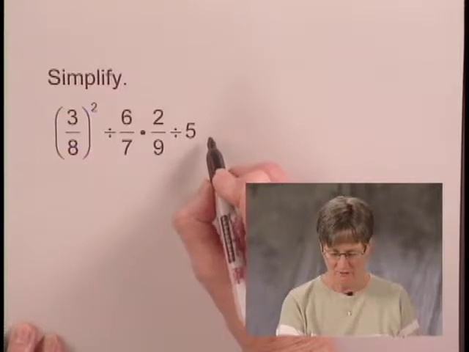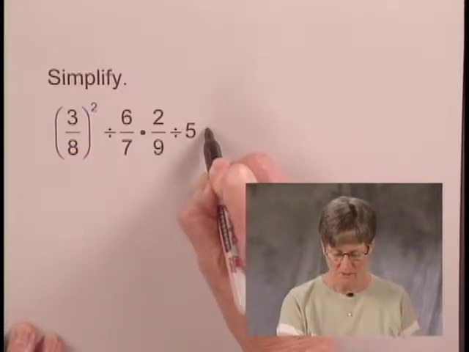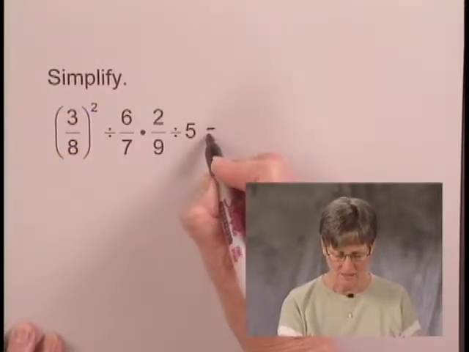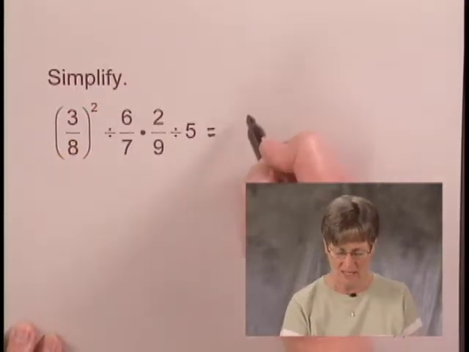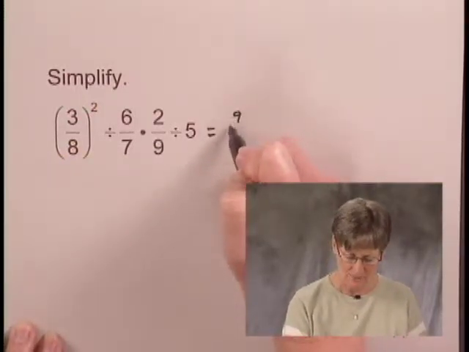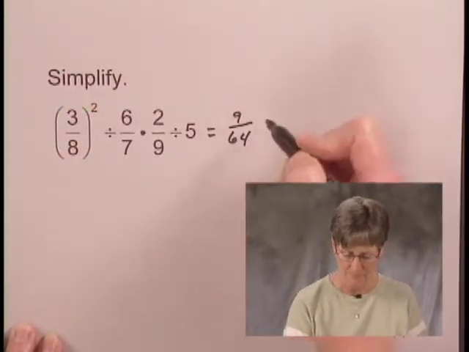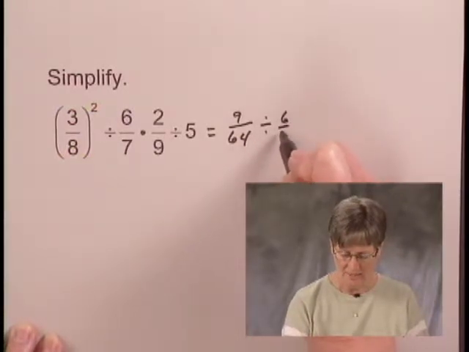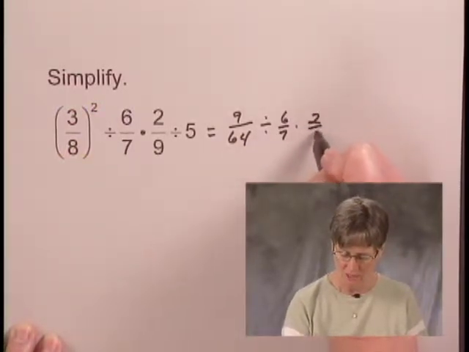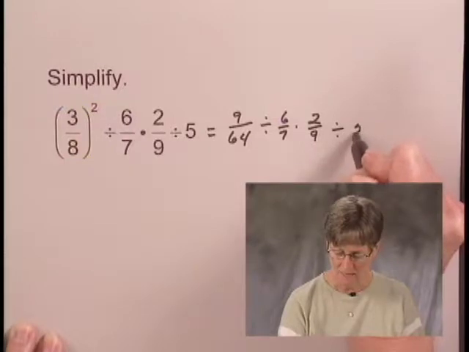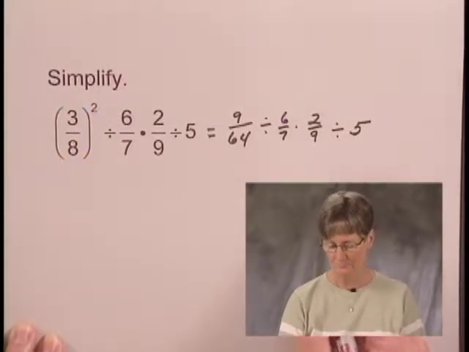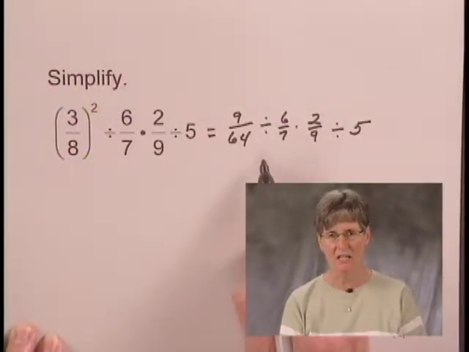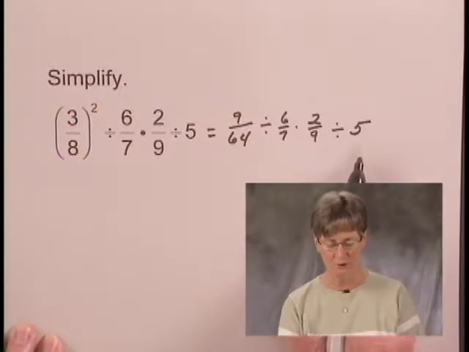So first we'll evaluate (3/8) squared. That's the same thing as 3/8 times 3/8, so we would get 9/64 when we evaluate that. And then we divide by 6/7, multiply by 2/9, and divide by 5. Now we'll just do the multiplications and divisions in order from left to right.